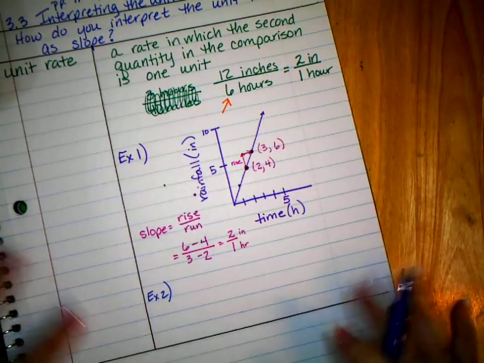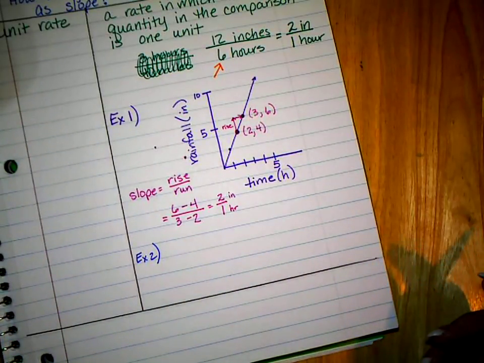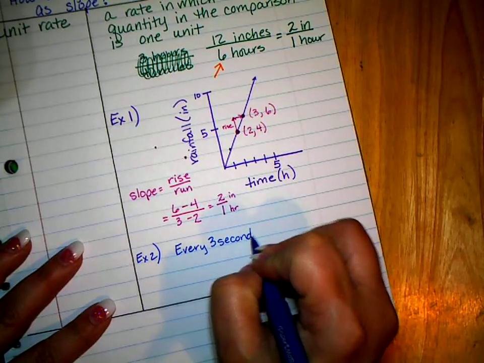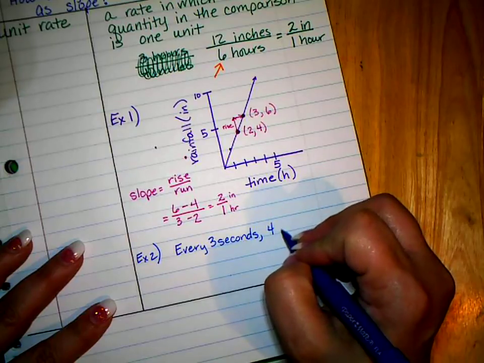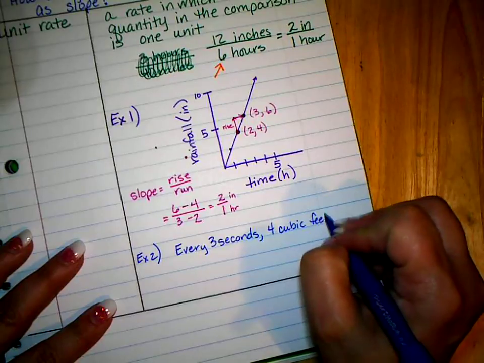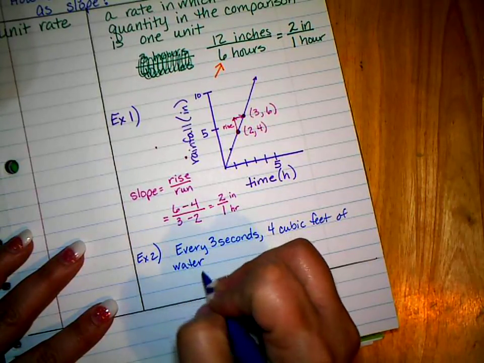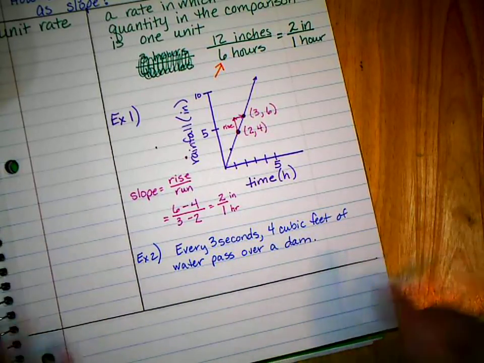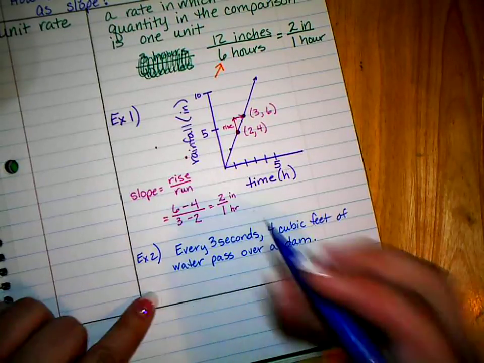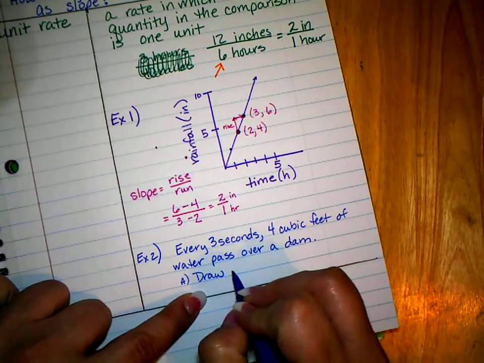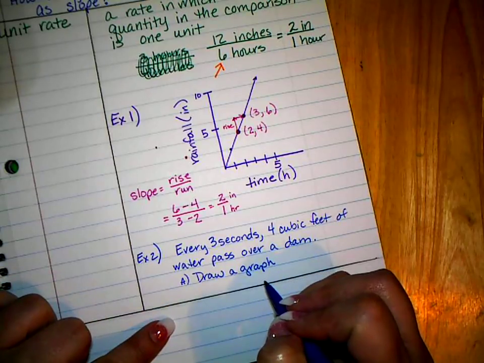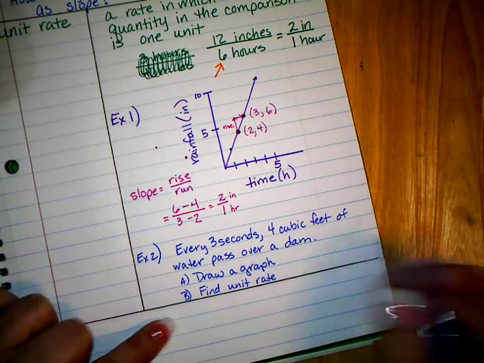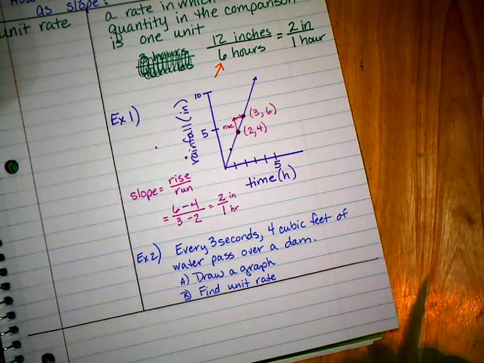Let's start example 2 here. And we're told that in every 3 seconds, 4 cubic feet of water pass over a dam. Okay, there's our information. Now we need to A, draw a graph, and B, find the unit rate. So we will have to remember every 3 seconds, 4 cubic feet of water pass over the dam.